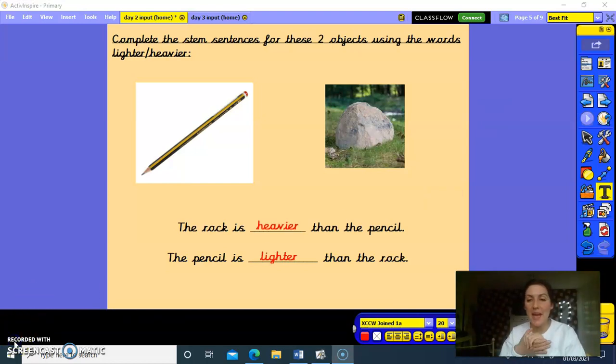So the rock would be heavier. You might need to pick up that rock with two hands. It looks like a big rock, doesn't it? Whereas the pencil is much lighter. You can use your pencil to do your writing. You don't have to think about picking your pencil up with two hands to try and do your writing. So the rock would be heavier than the pencil and the pencil would be lighter than the rock.